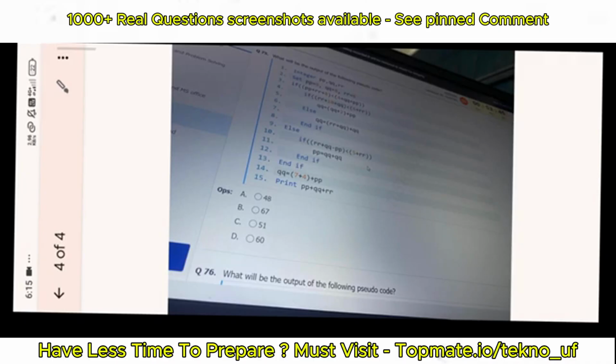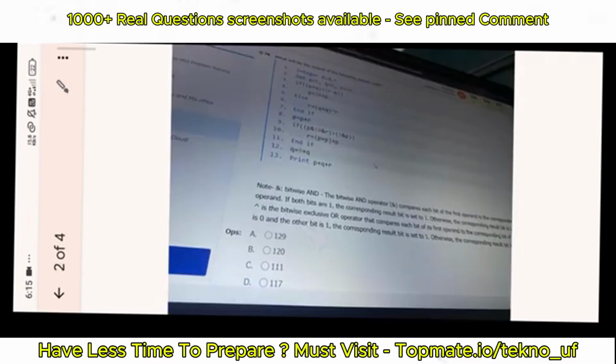So I hope you will try to solve the problem and give the answer in the comment section. So out of 48, 67, 51, 60, what would be the correct answer? Please give the answer in the comment section. Or you can give the options as well. So let me show you another type of problem.